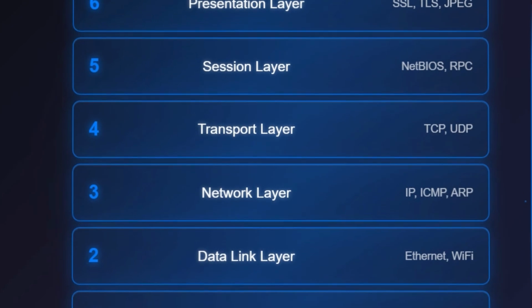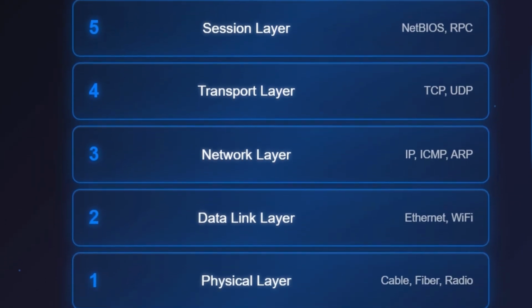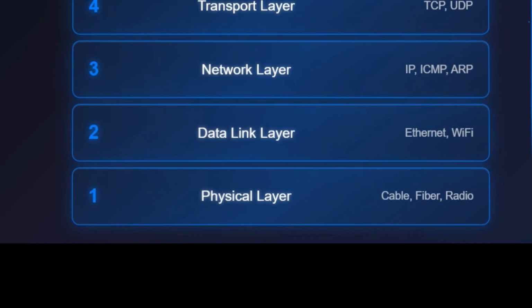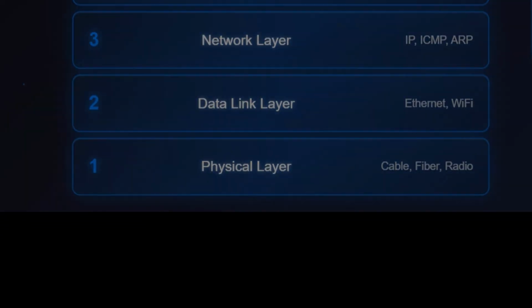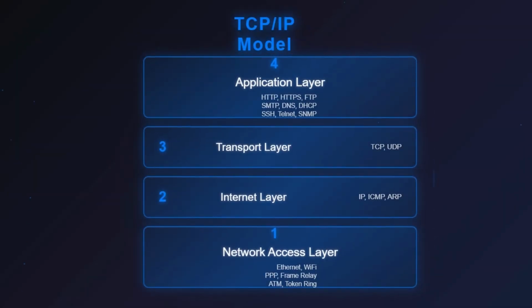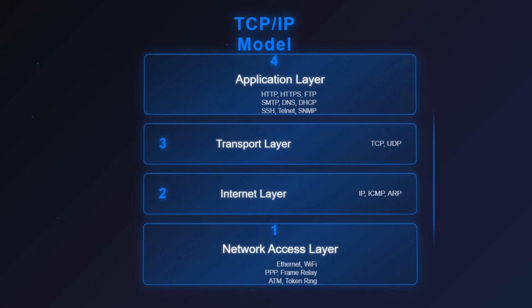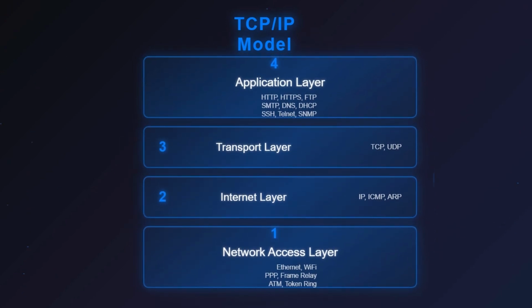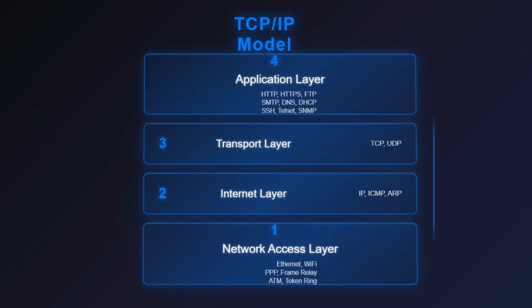A great network engineer uses the OSI model as a universal language to diagnose problems, while understanding that the underlying structure is based on TCP/IP. Knowing the difference between the blueprint and the building, that's what separates network engineers from network experts.